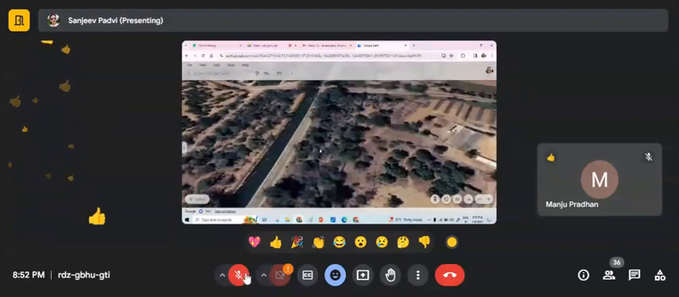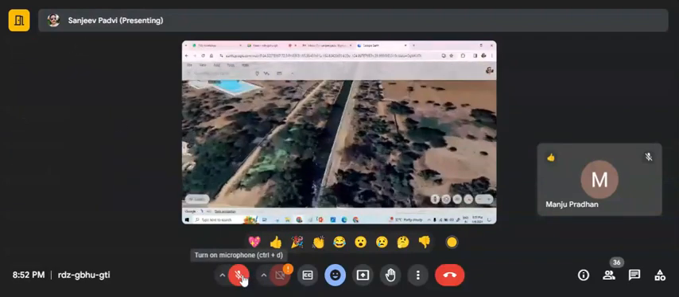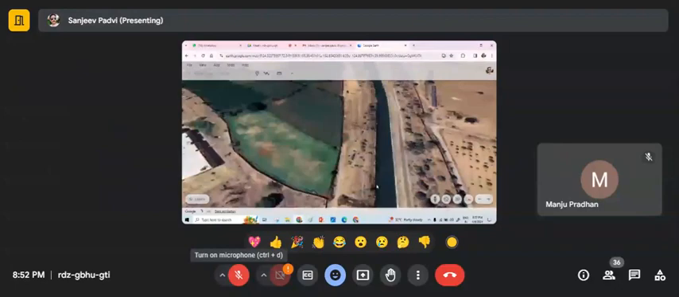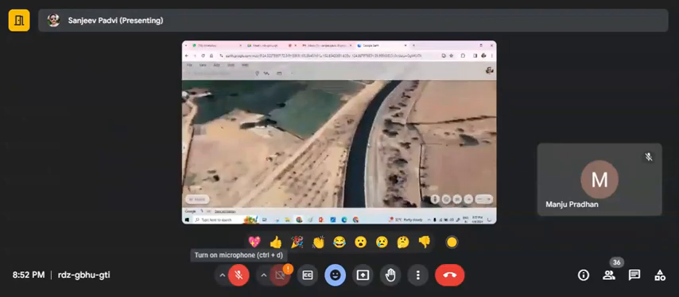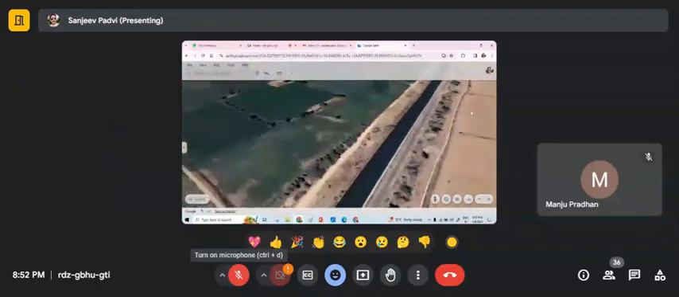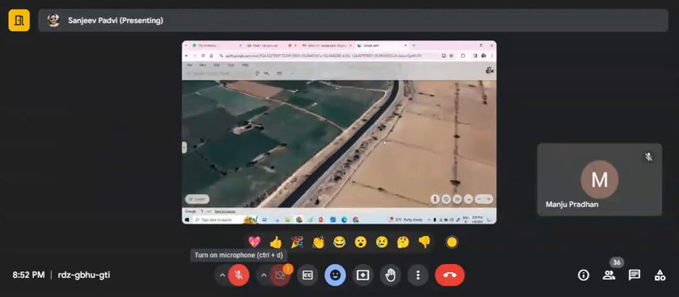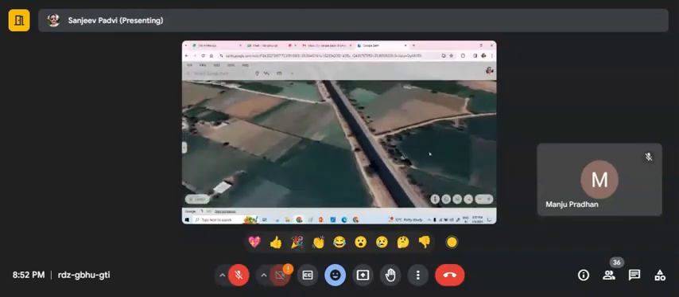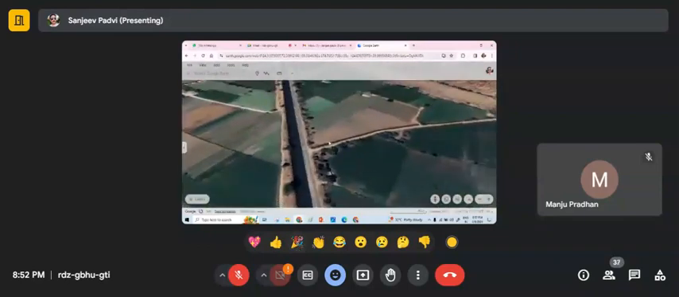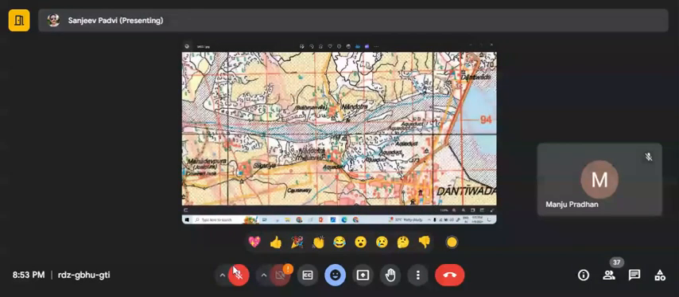See this Google Earth map. This is another road crossing it. See water in the dam. Do you notice another aqueduct here? See this. Yes, sir. So this is how these maps which are shown over here appear in reality.